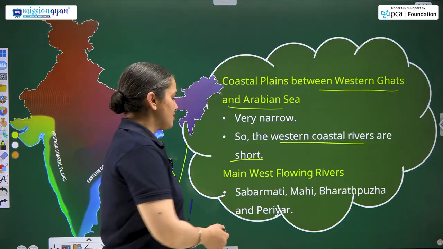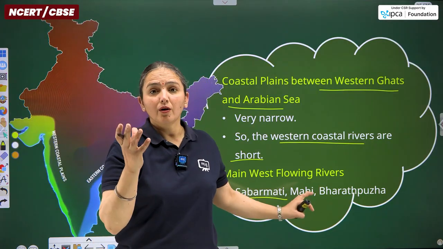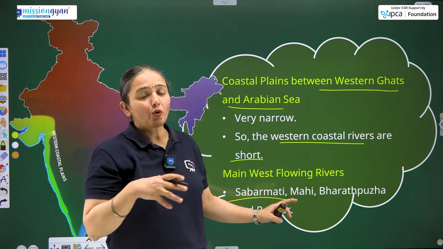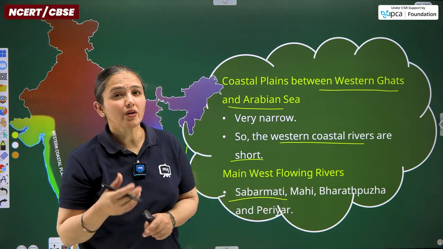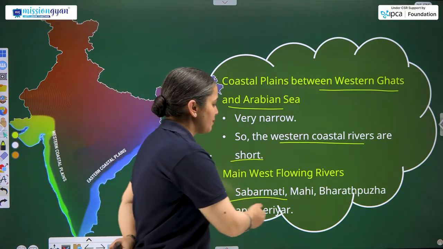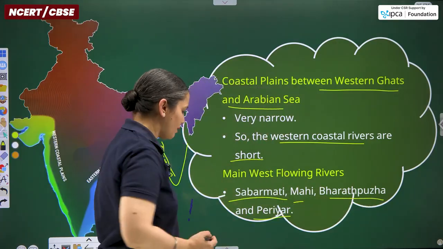Main west flowing rivers, Sabarmati. These are not prominently significant rivers as compared to the six main ones. These are the important tributaries, and here we are talking about the Tapi river itself. So the main west flowing rivers are Sabarmati, Mahi, then we have Bharatpuzha and Periyar.